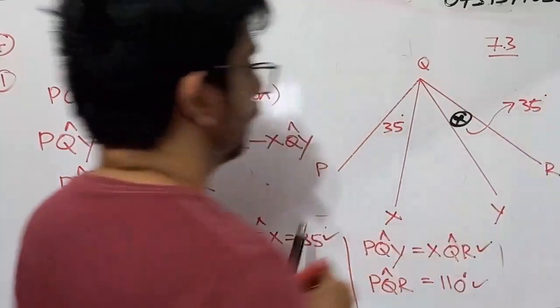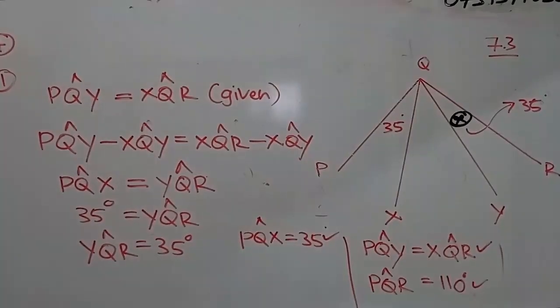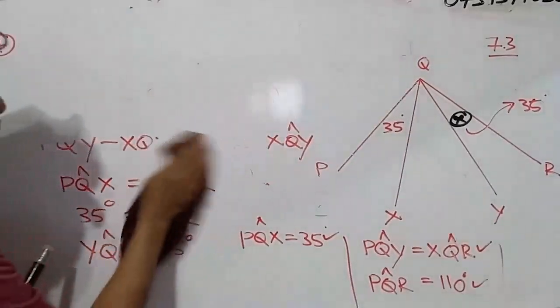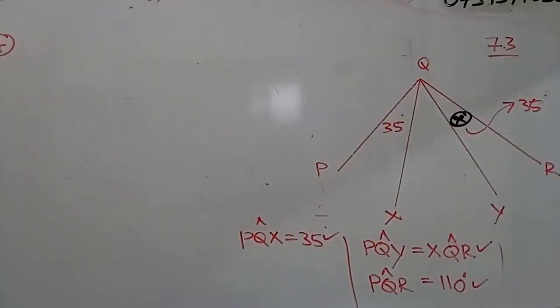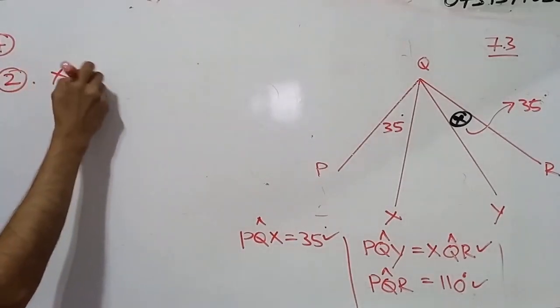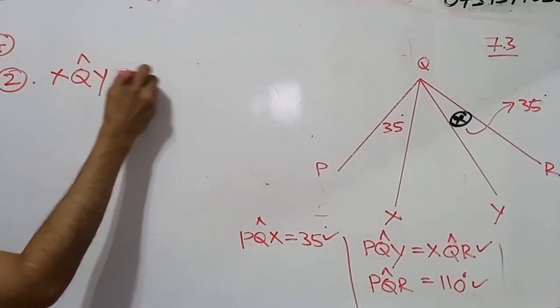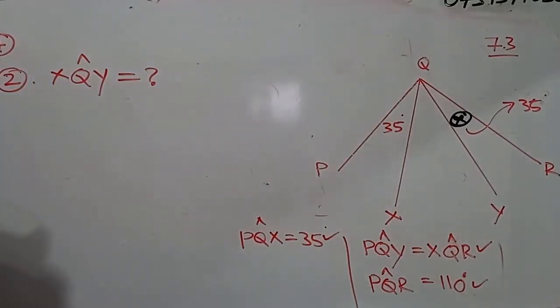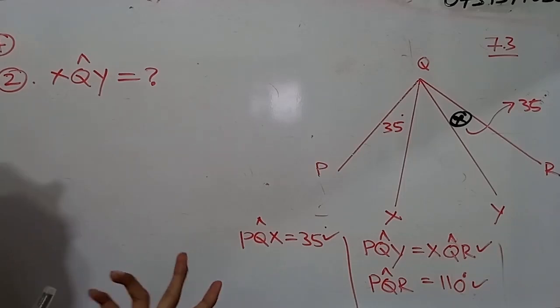So we will write it like this. YQR angle is equal to 35 degrees. So this is the magnitude they are asking. YQR or RQY, both are the same thing. So this angle is 35 degrees. Okay. Moving on to the second part of the question. Find the magnitude of XQY. So part 2, magnitude of XQY. What is XQY? That is pretty easy.